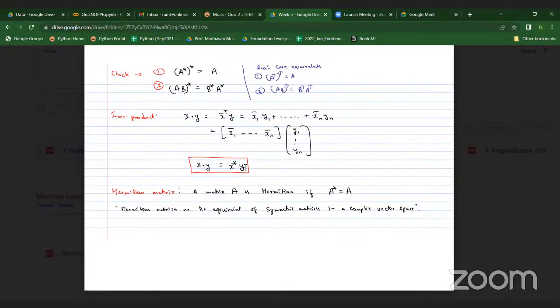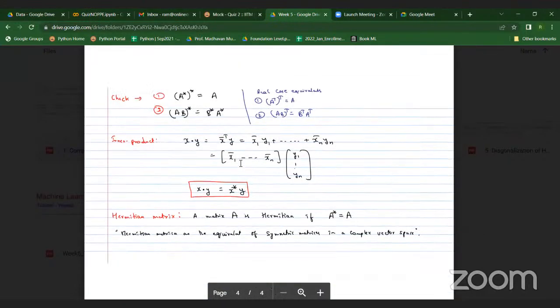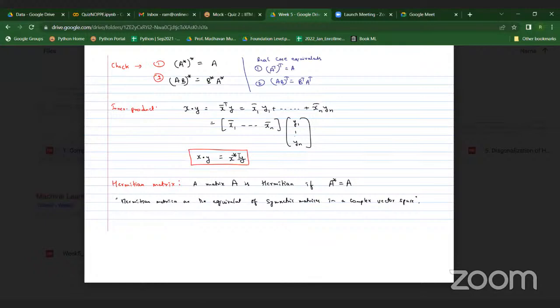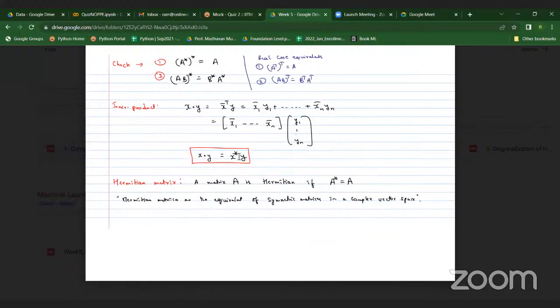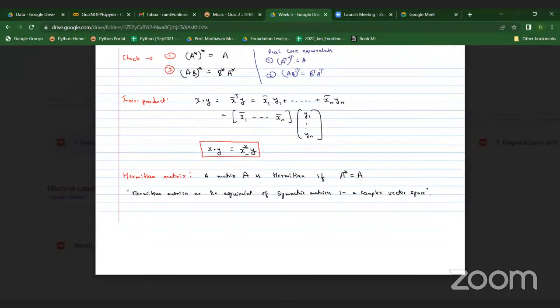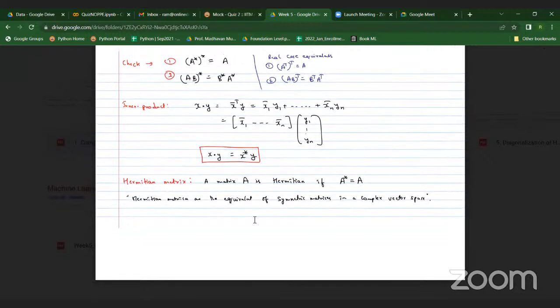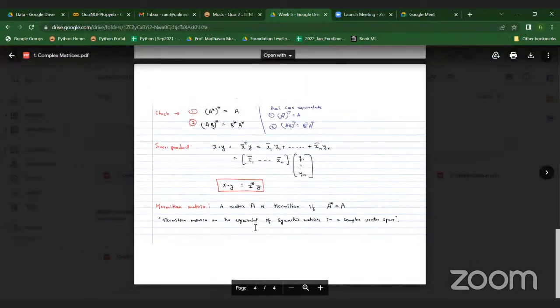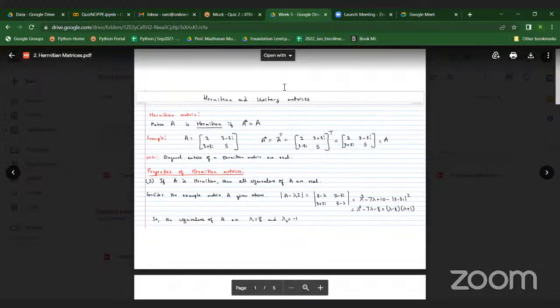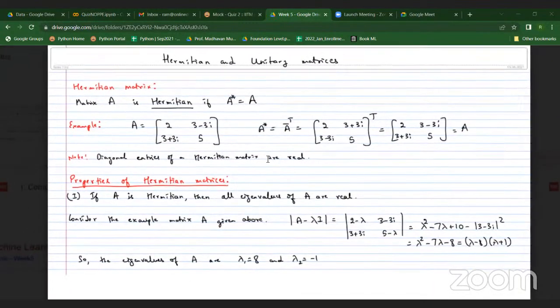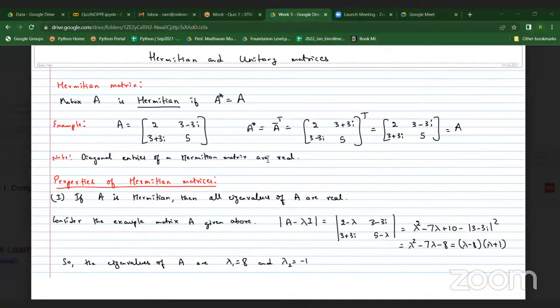We have mentioned that x dot y is equal to x conjugate transpose y. X conjugate transpose is nothing but x star. We haven't done anything new here. It is just a different way of representing it. The next important concept here will be Hermitian matrices. If you want me to explain a particular part, or if I'm going too fast, please stop me and I'll explain that part again.